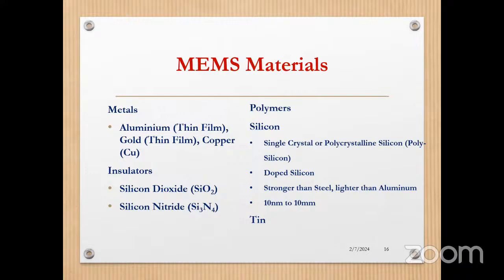Another important material that is used for making MEMS products is tin. Tin is a very important material that is used as an adhesive. So to paste two materials together, this tin material is used.